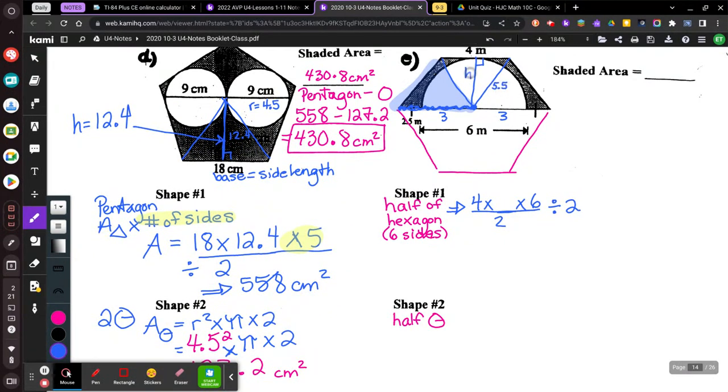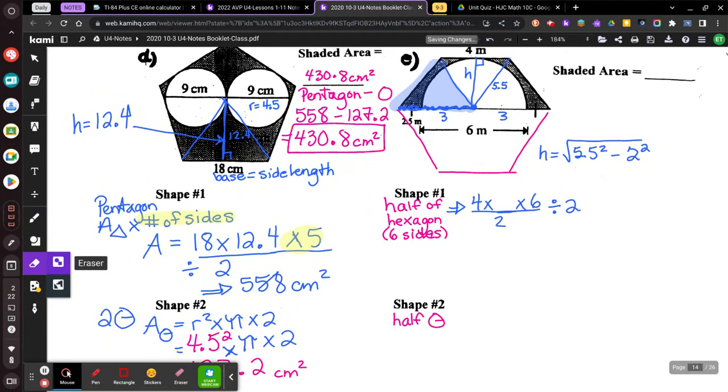I've got to find H. So to find H, I'm going to go square root of 5.5 squared, subtract 2 squared. Sorry, it's 2. Okay. So 5.5 squared minus 2 squared, square root it. That's going to give a height of 5.1.